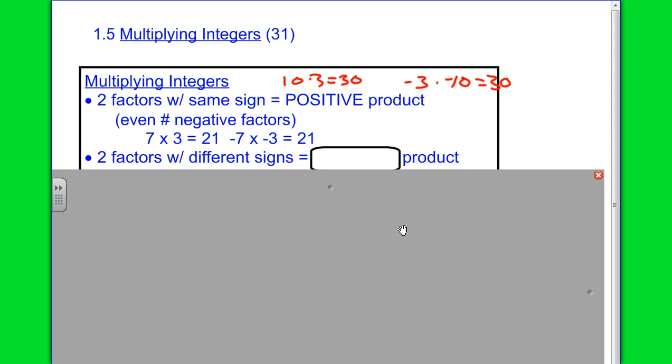10 times 3. Let's make one of those negative. And so if I have 10 times negative 3, what now is the product, everyone? Negative 30. So rather than being 30, we have the opposite of 30. We have one negative, right? If that was positive, we would have a product 30. But it's negative, so we have the opposite of 30. We have negative 30. When we have different signs, if there are simply two factors, then we'll end up with a negative product. Good.